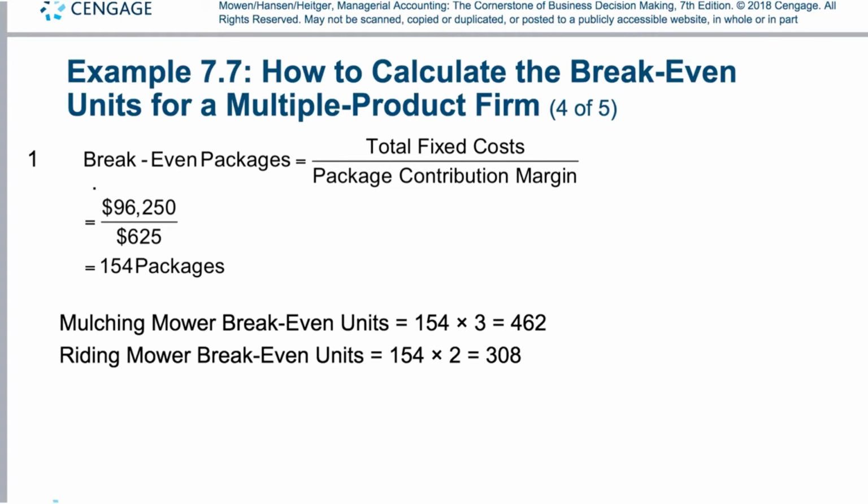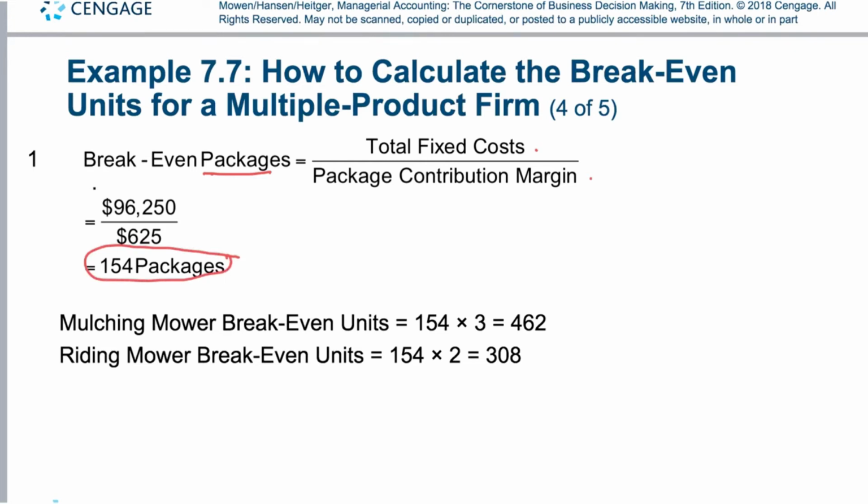So this is precisely like calculating our unit break-even, but we are treating the package as a unit, right? It's bundling. It's kind of like a Happy Meal at McDonald's, right? So our break-even packages is going to be our total fixed cost divided by our package contribution margin, which, when we run through the calculation, gives us 154 packages.